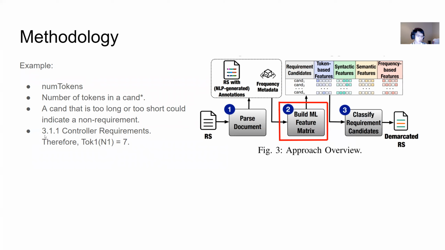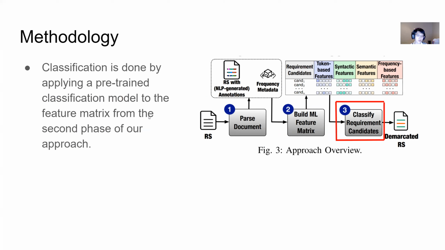So for example, "3.1.1 controller requirements" is a sentence. The 3.1.1 is 5 parts, and the controller and requirements is 1, 2, 3, 4, 5, 6, 7. 7 parts. All of the features have an example. It is easy to understand. And let's see the third part.